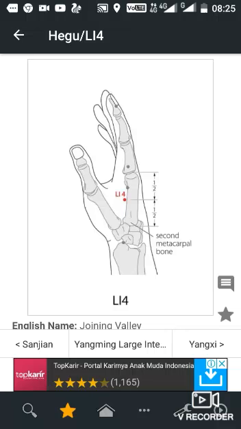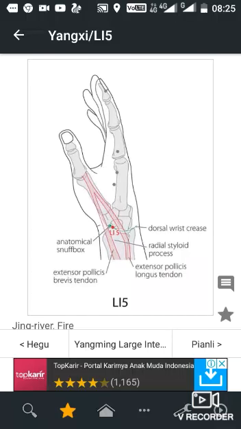Large Intestine 4, location: on the dorsum of the hand, midway between the first and second metacarpal bones, approximately in the middle of the second metacarpal bone on the radial side. Large Intestine 5, location: on the radial side of the transverse dorsal crease of the wrist, in the depression between the tendons of extensor pollicis longus and brevis.